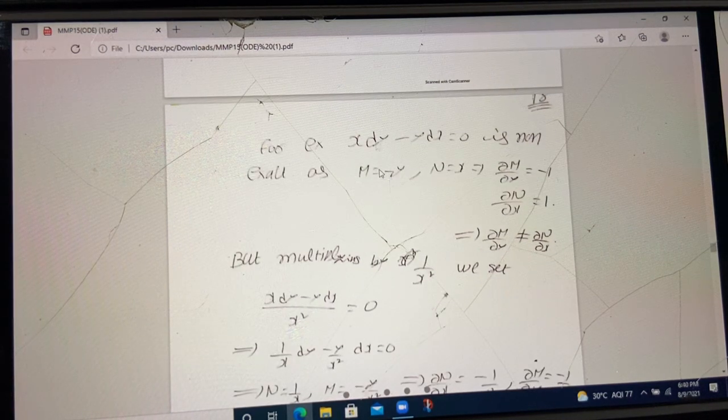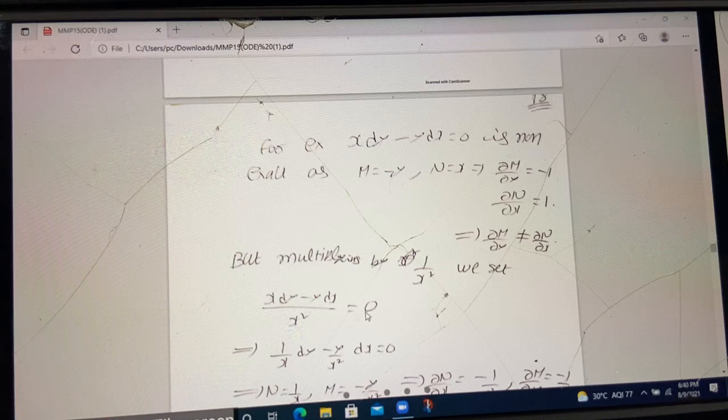For example, x dy minus y dx equals 0 is non-exact. Thus M equals minus y, N equals x. ∂M/∂y is minus 1, ∂N/∂x is 1. They are not equal. So we have to multiply by some factor so that it becomes exact. What we observe is that this is in the form x dy minus y dx, like u'v minus uv'.